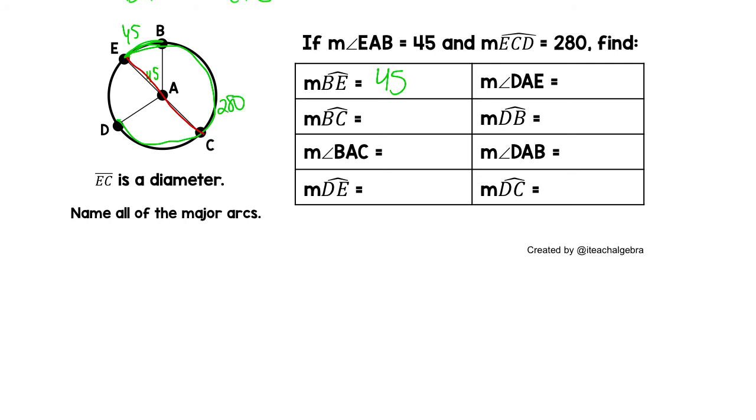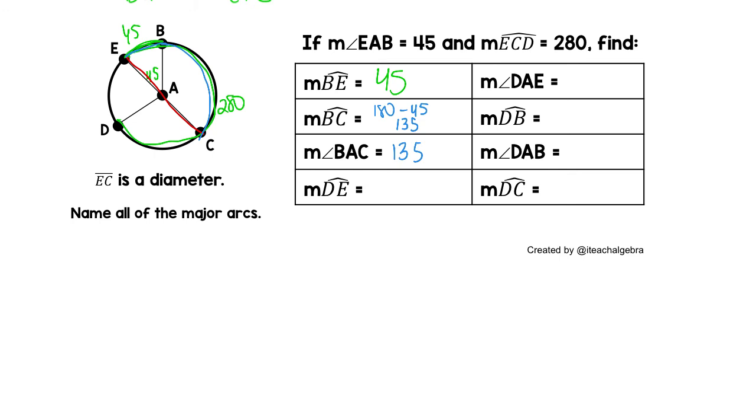Arc BC, well, we have to add EB and BC together to get 180. So we've got 180 minus 45. That's 135. The measure of angle BAC will also be 135.